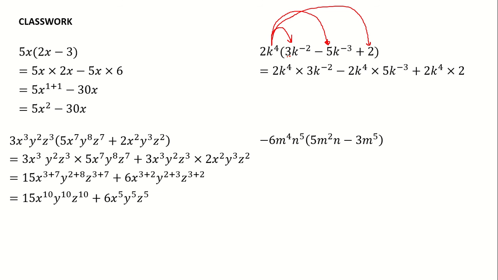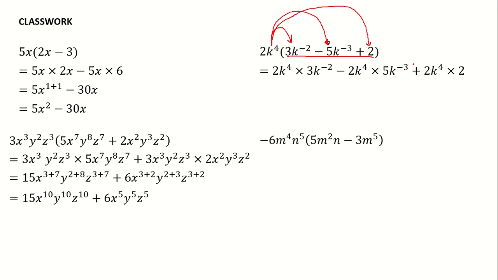There's nothing you can do with the inside bracket because they are not like terms. So you just leave them as they are. You can't add those terms. They are not like. I said to you, for terms to be like, they must have the same variable. Does 2 have k? It doesn't. And if they do have the same variable, the exponents of those variables must be the same. Is negative 2 the same as negative 3? No. So you can't add or subtract anything inside the brackets. All you can do is just multiply by the term that is outside, which is 2k to the exponent 4. Negative is still there. Positive is still there.